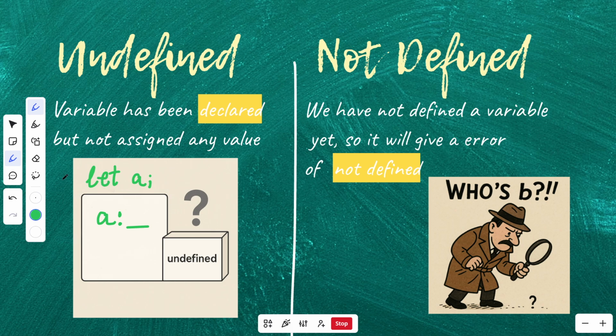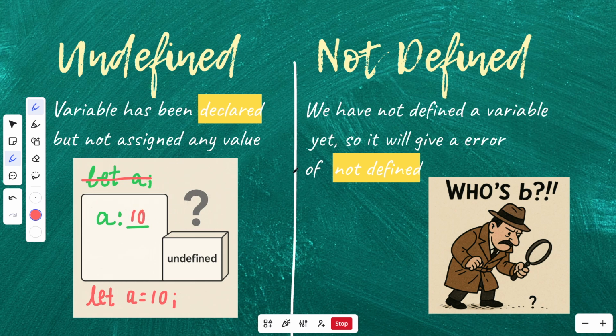Then let's say instead of this, we have let a is equal to 10. So here we have assigned a value 10 to a. At that time, a would simply have a value of 10.